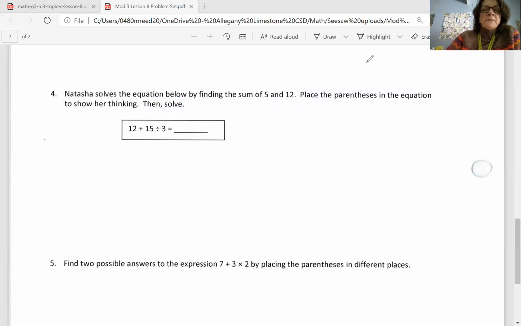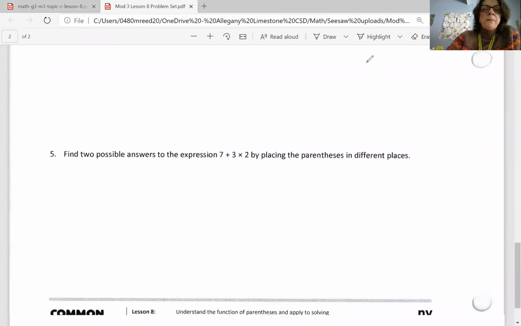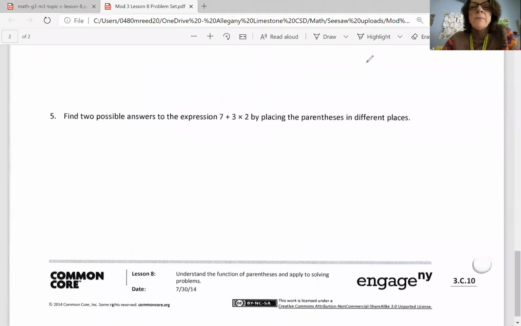I'm going to let you do the last one on your own. It says find 2 possible answers to the expression 7 plus 3 times 2 by placing the parentheses in different places. So I'm going to tell you, you're going to see several of this type of question on your morning work in the very near future. So it's really important we know how to do this. So I'm going to get you started, and we have to find 2 possible answers to this expression.